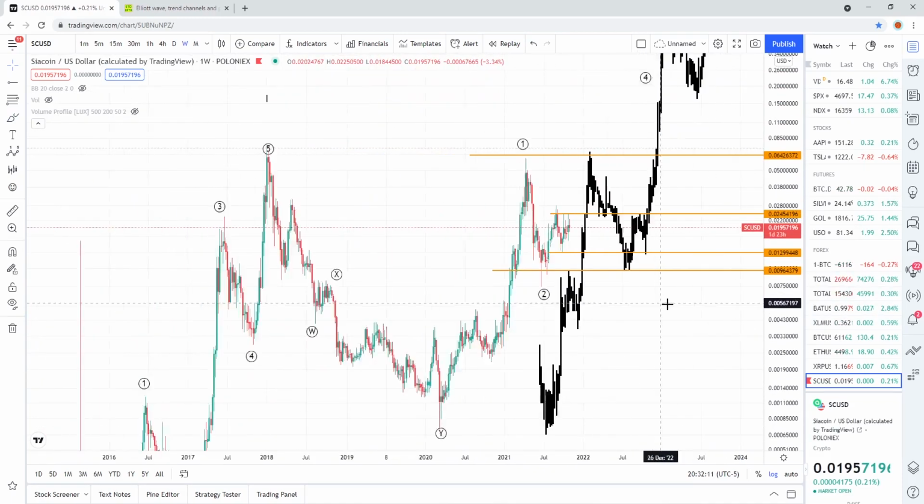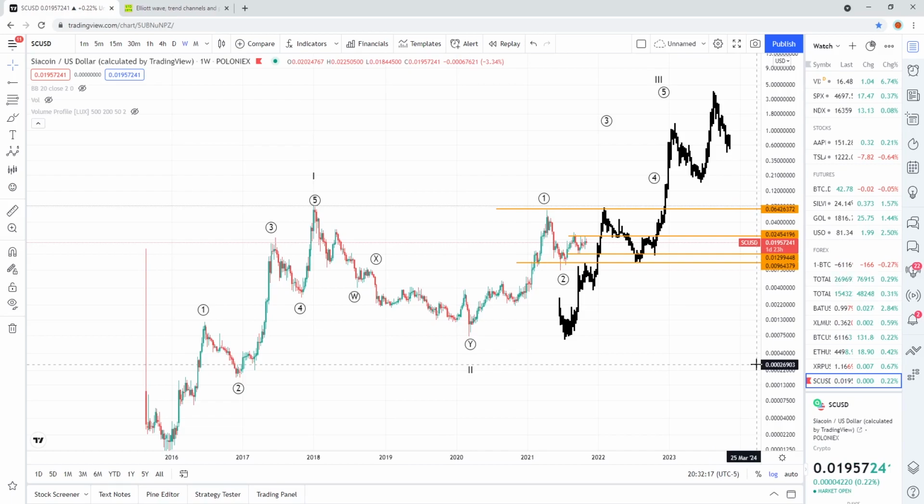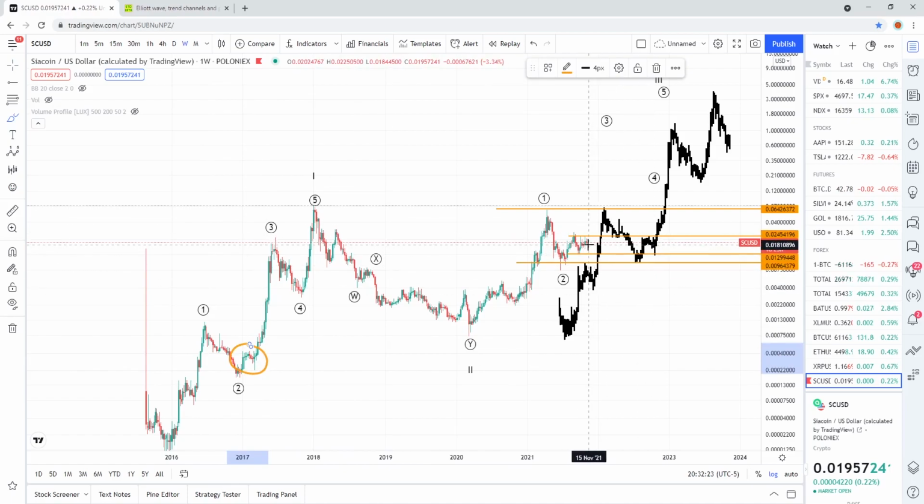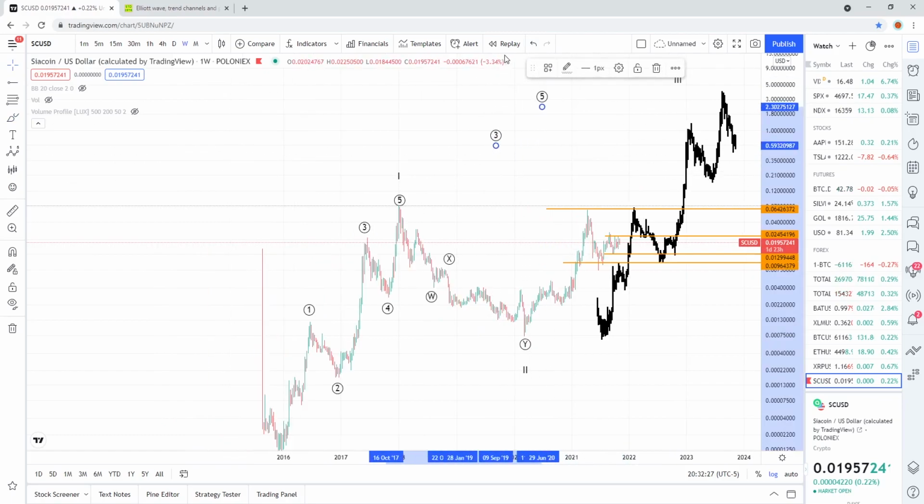and now it's starting to push back upwards. It is actually scary how alike this chart is from the start of primary wave 3 right back in here and what Siacoin is doing right now. If it were to continue doing this, we would see a massive move to the upside.